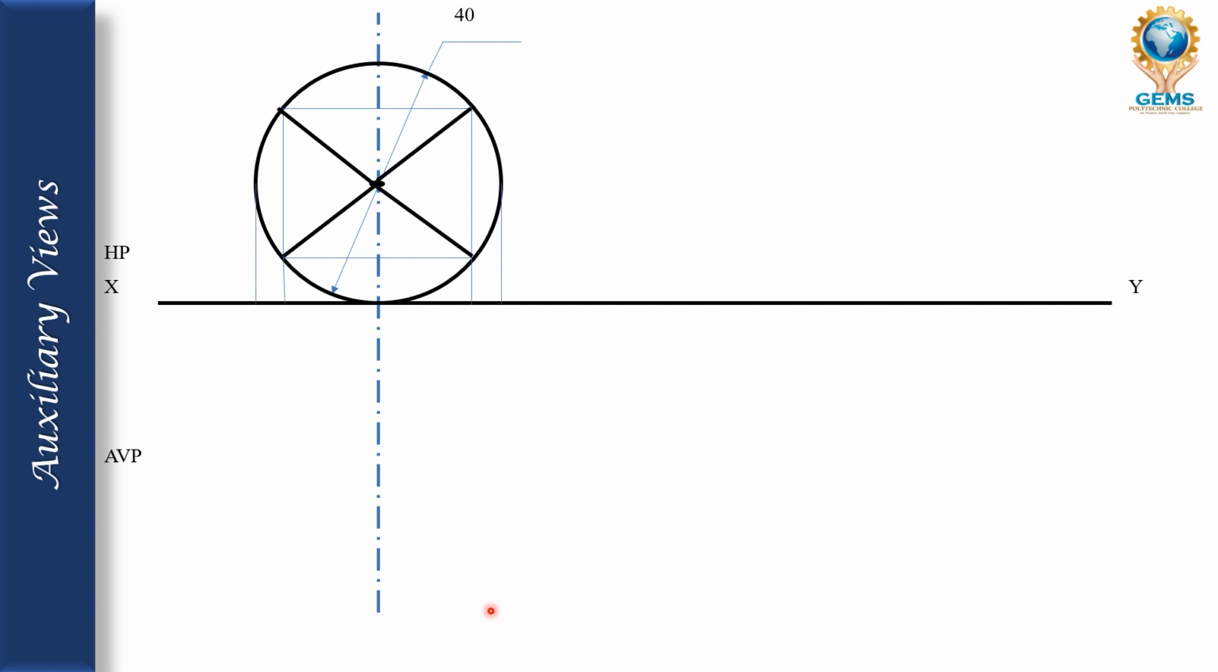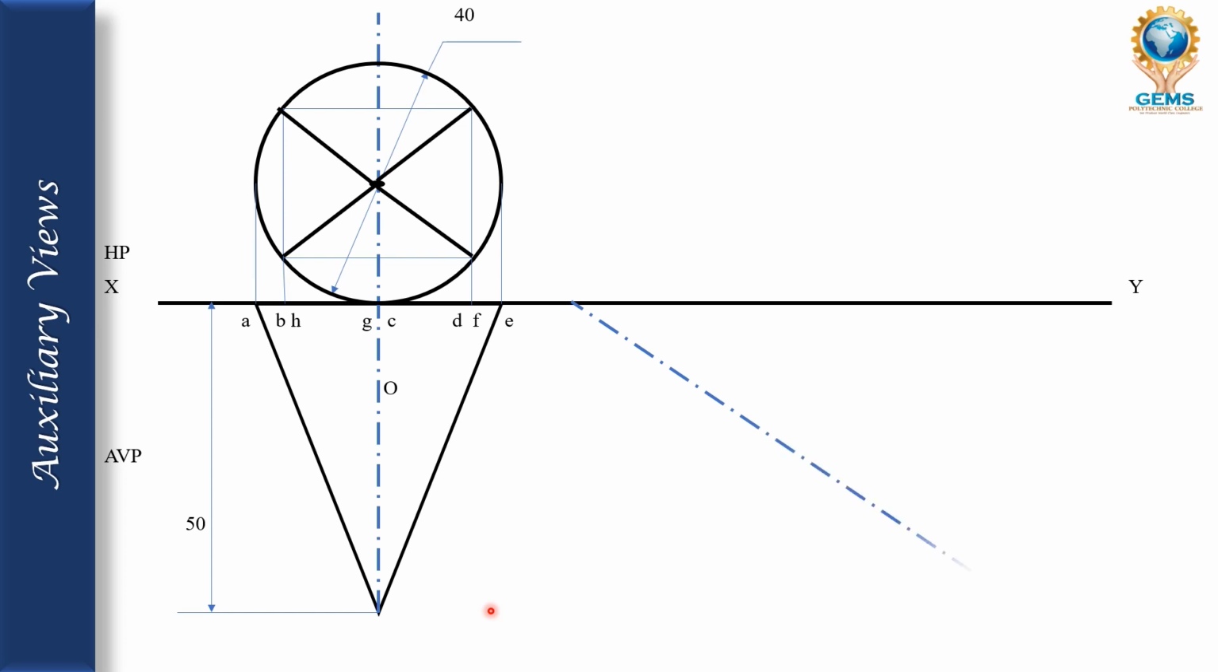Now we are going to start drawing the auxiliary vertical plane. Just simple. You know the height. In the problem the height is already given as 50 mm. Then mention the points A, B, H, G, C, D, F, E. On top we have to mention A dash, B dash, H dash, G dash, C dash, D dash, F dash, and E dash. After that it is inclined 30 degree.